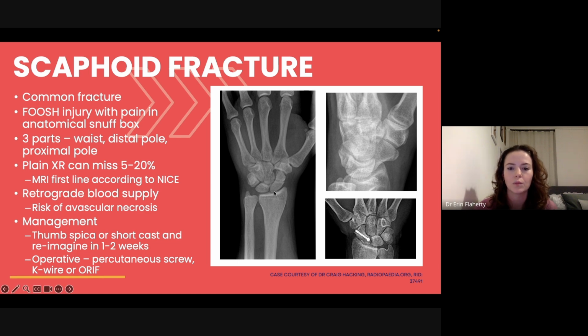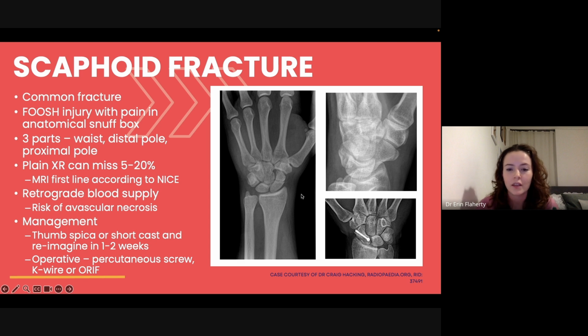We have our proximal pole, so that's closer to our body, and we have our distal pole, which is up here. Now these x-rays are really interesting. It can be very difficult to actually see a scaphoid injury sometimes, and it can just be because of the way a patient's positioned, just how small the bone is and how tiny the fractures can be. So about 5 to 20% of them are often missed.